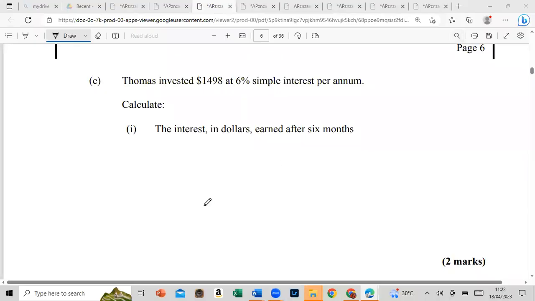Thomas invested $1,498 at 6% simple interest per annum. Calculate the interest in dollars earned after 6 months. How much time do you need to do that, guys? Let's complete that one and then go to the solution.